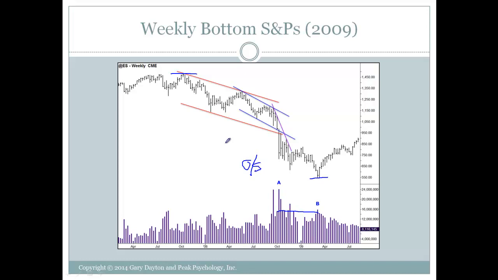These are all the behavioral characteristics. We see the shortening of the thrust. We see the swelling of the volume. We see the diminishing of the volume. This is the first sign of strength in here. Okay, that's the first sign of strength. And then we get the higher low. As I say, they come in different flavors. They have a different look.